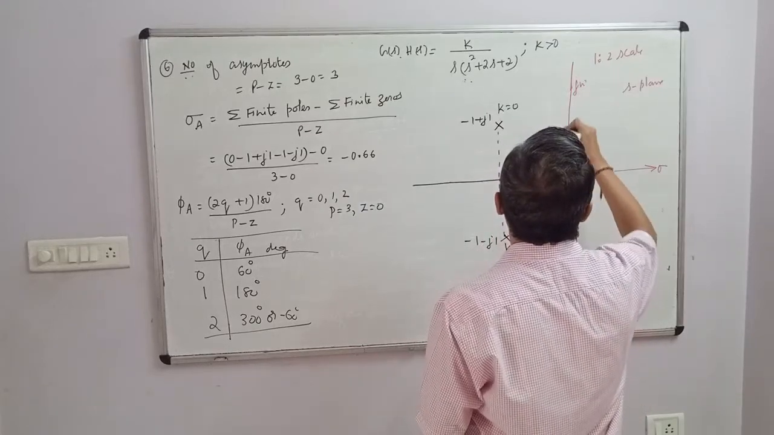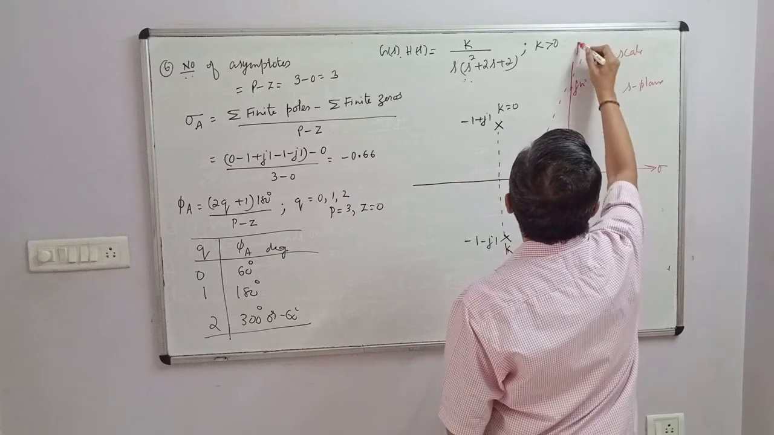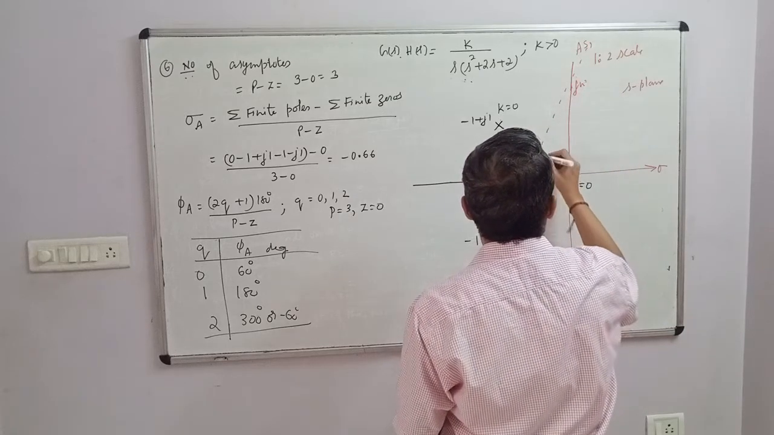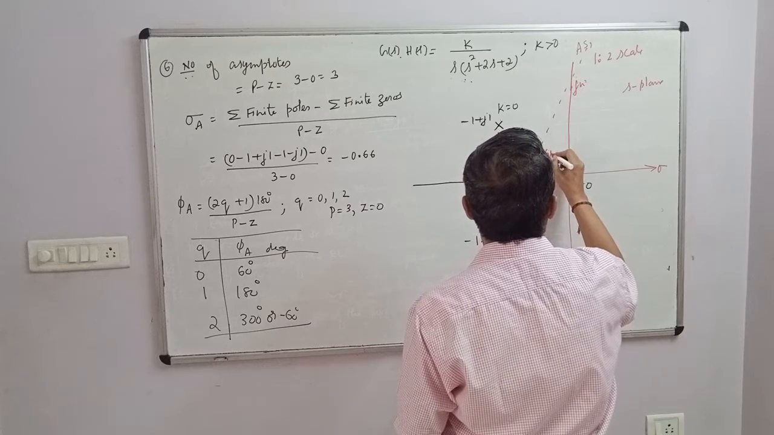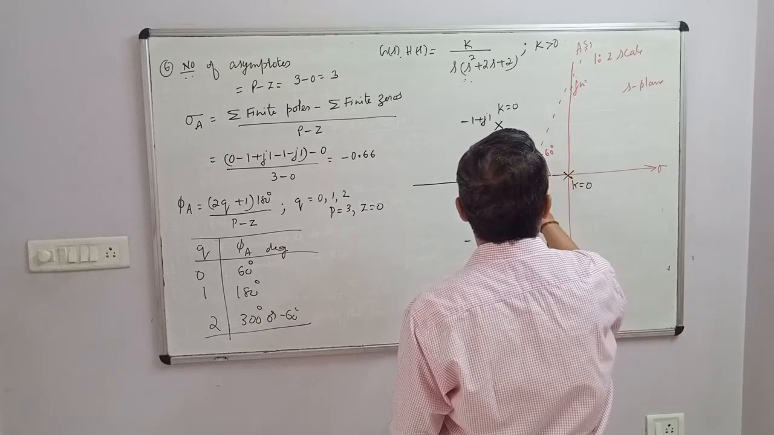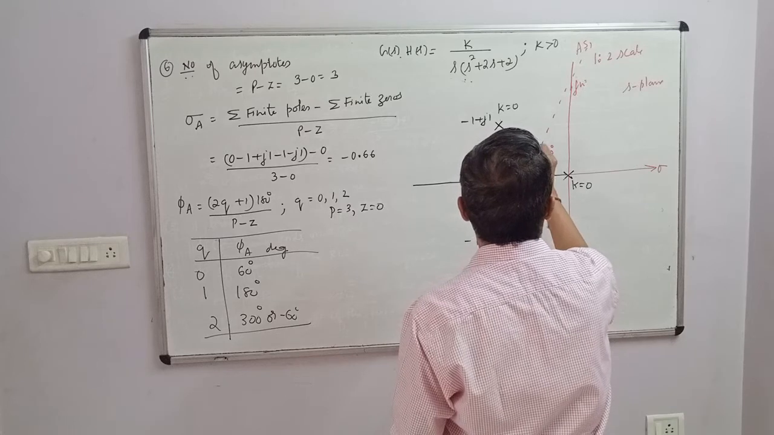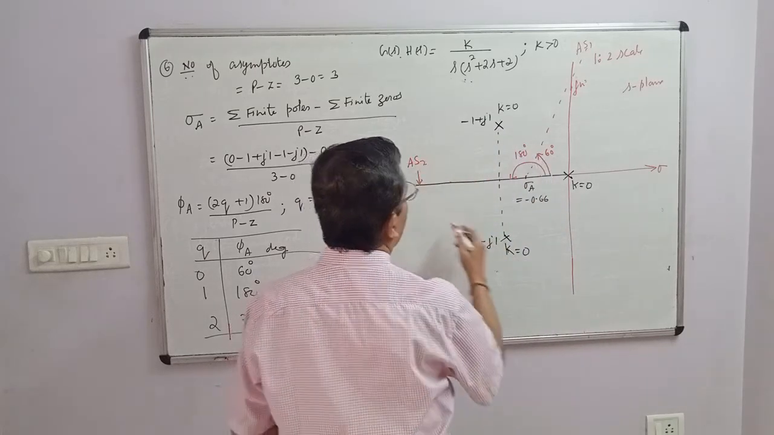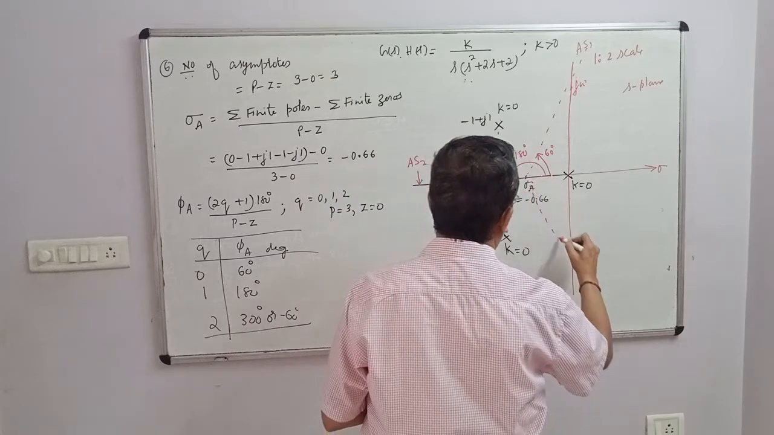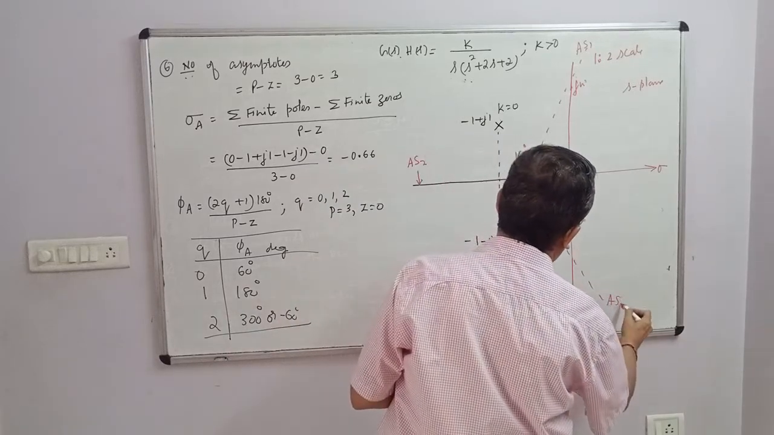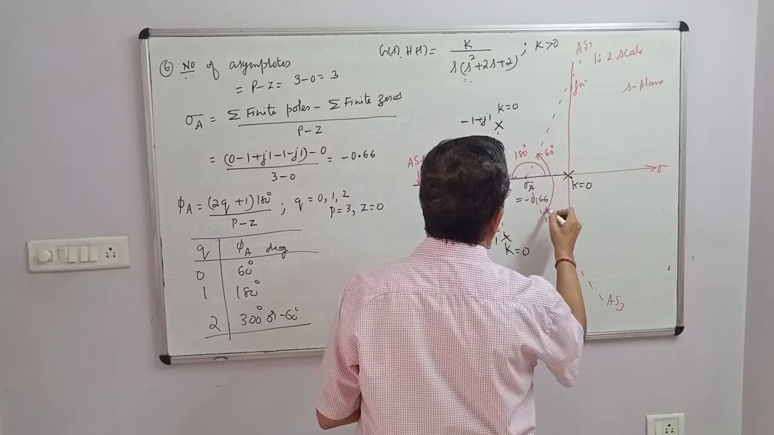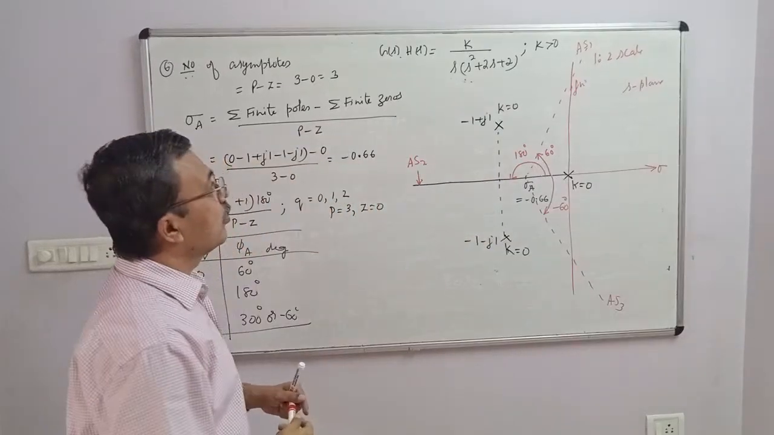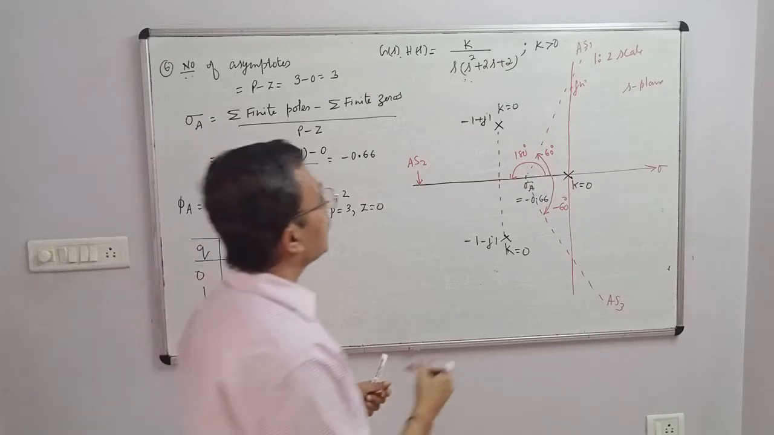This is the asymptote, asymptote S1. This makes an angle of 60 degrees. This is the next asymptote which makes an angle of 180 degrees. That means this axis itself is asymptote 2. This is asymptote 3. This makes an angle of minus 60 degrees. So the 3 asymptotes have been shown in this figure.